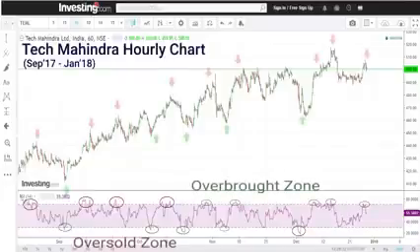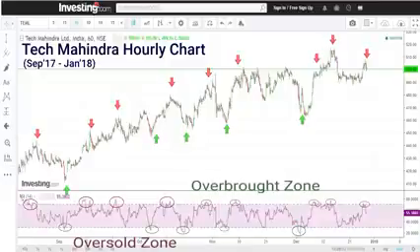Now let us look at the Tech Mahindra Limited chart. Here what we can see is that the stock moves up and down and up and down, and during that time the RSI is also going to and fro between the 30 and 70 zone.